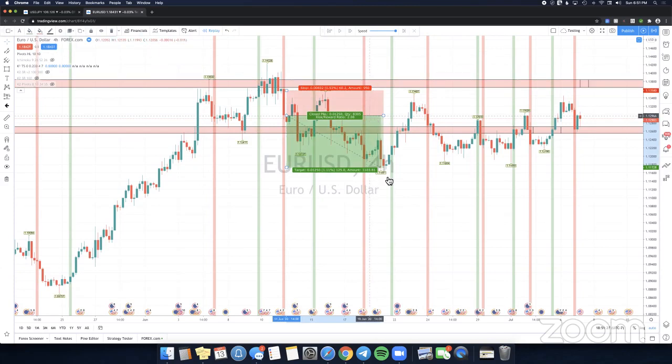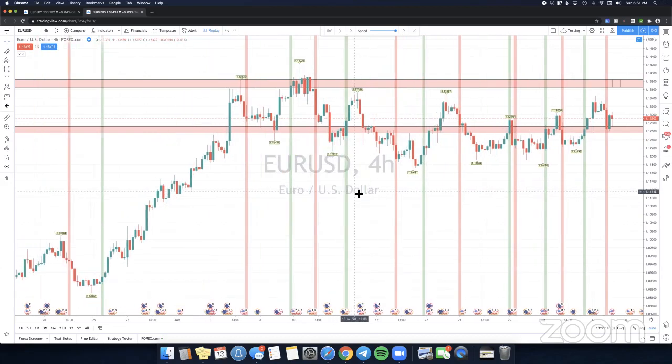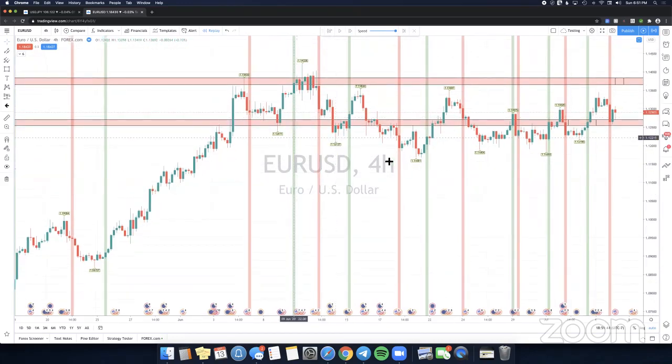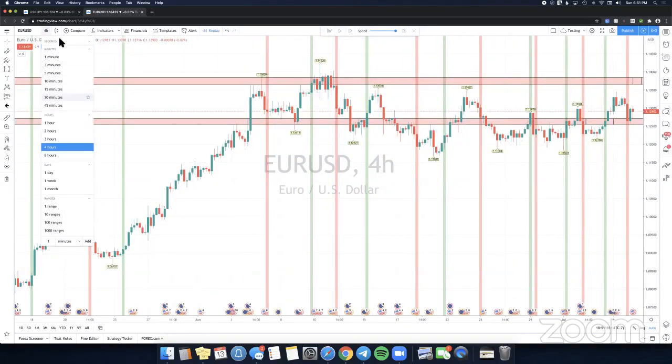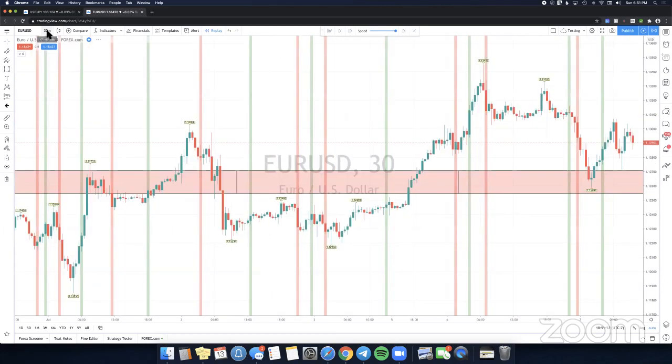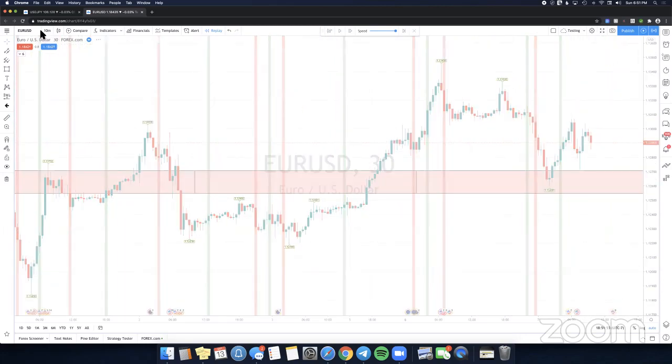So me personally, I think 4 hour is good overall. But if you want to scalp, then you could go on the 10-minute. But I would base all of your analysis and zones and pretty much everything that you put together before making an entry on the 4 hour. So you can do your analysis on the 4 hour, but then once you have an analysis, you can drop down to the 30-minute if you want to trade intraday, or you can drop down to like the 10-minute if you want to scalp. You know what I'm saying there?